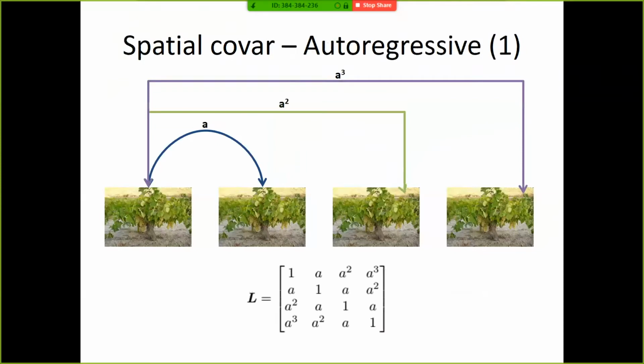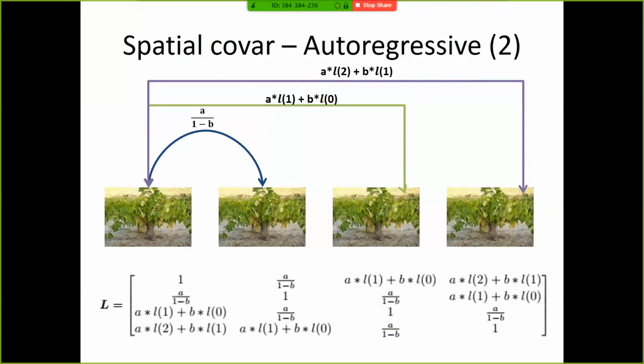An autoregressive 1 is simply saying that there's an exponential decay of covariance as you go further along. So neighboring vines have covariance of A, then between the first and third is A squared, and between the first and fourth is A cubed. And because A is between 0 and 1, as you go further along, you're going to have covariances closer to 0.